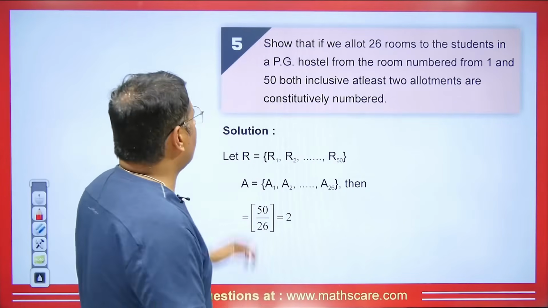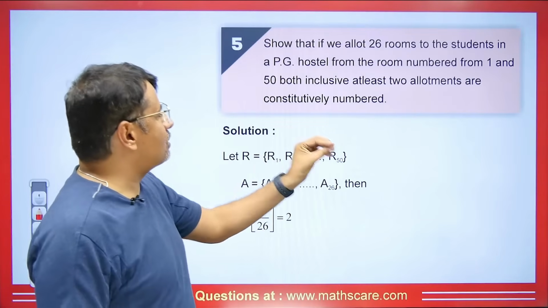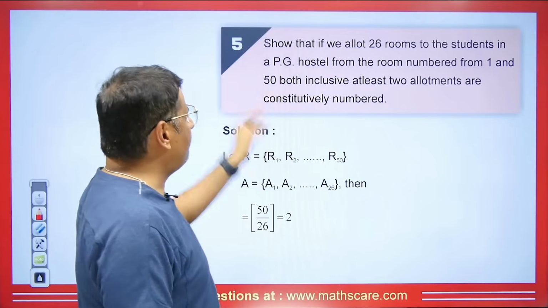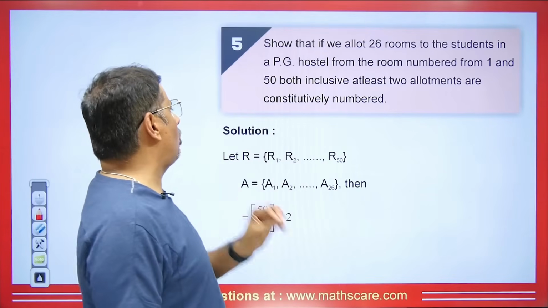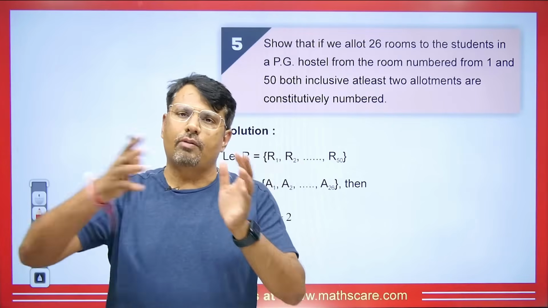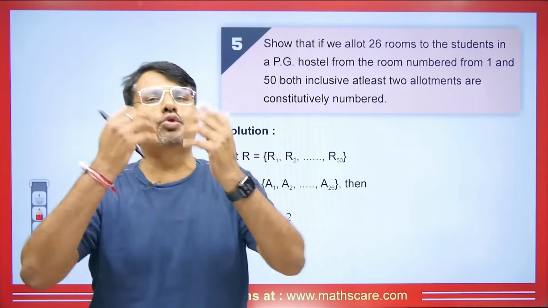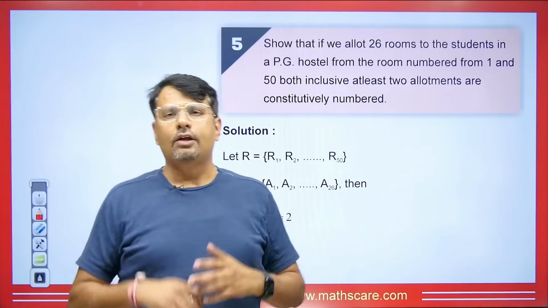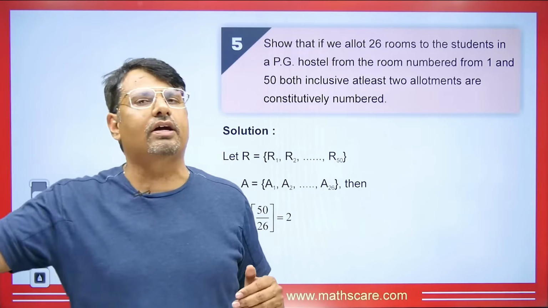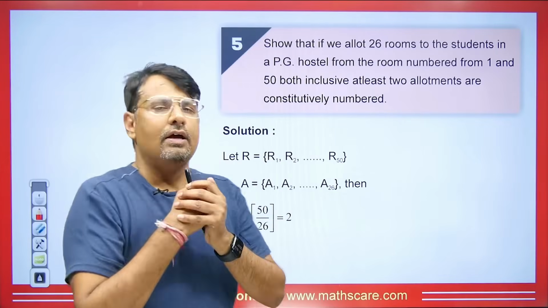Now here look at this question. What is it asking? Show that if we allot 26 rooms to students in a PG hostel from room number 1 to 50, both inclusive, at least 2 allotments are consecutively numbered. So students, here it is saying we need to allot room numbers ranging from 1 to 50 to 26 students. So students, you have to prove that there will be at least 2 rooms with consecutive numbers in the allotment. This is what you have to prove, right?